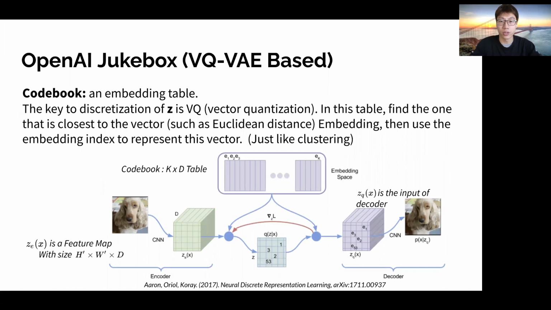First, let me tell the difference between VQ-VAE and VAE. They're almost the same, except VQ-VAE has an extra codebook, which is an embedding table. VQ-VAE wants to discretize Z by using this table. This process is also called vector quantization. In the codebook, we want to find the one that is closest to the vector embedding, such as by Euclidean distance. Then we use this embedding index to represent this vector.